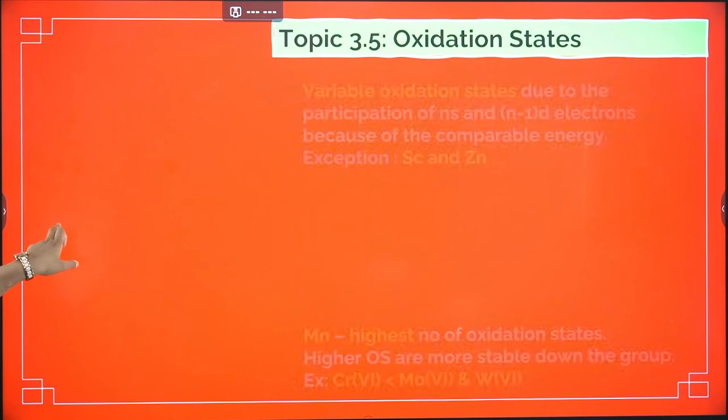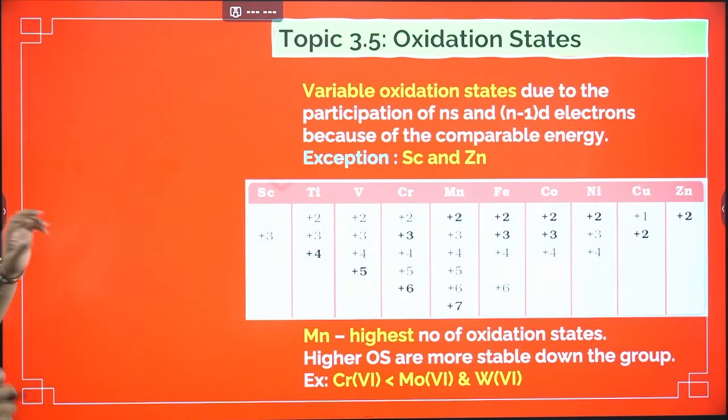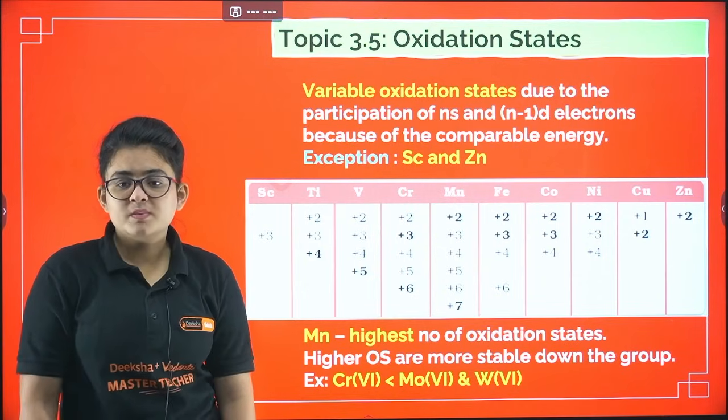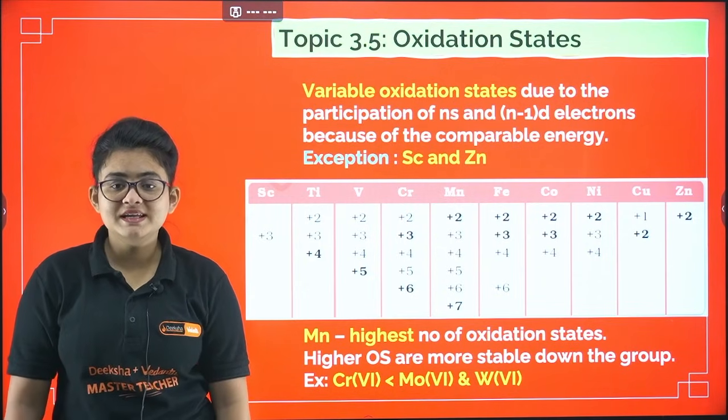Let's proceed. Oxidation state. We can see variable oxidation states, right? Why? Because of the participation of the d electrons.